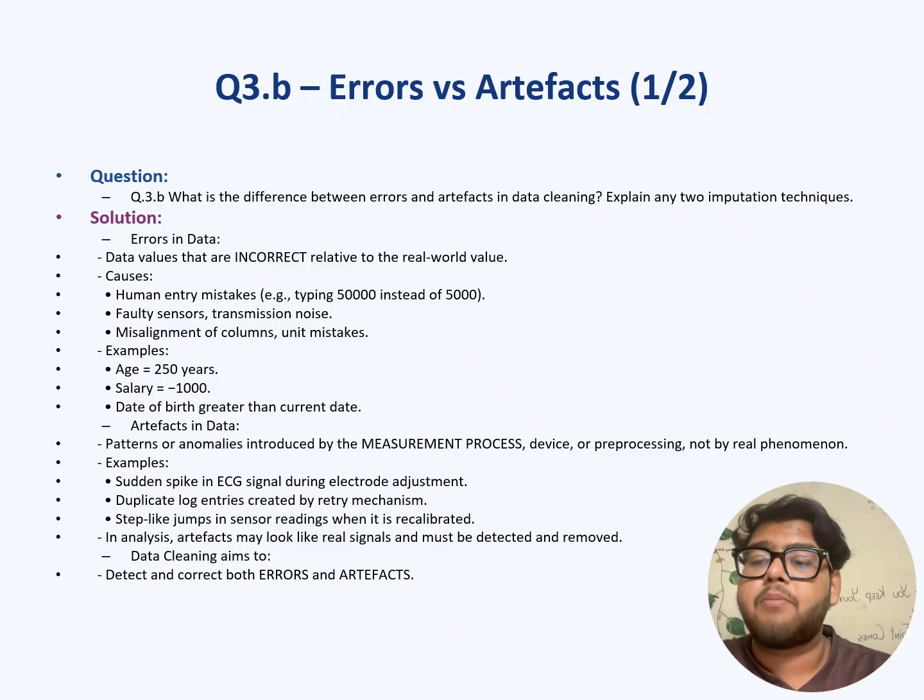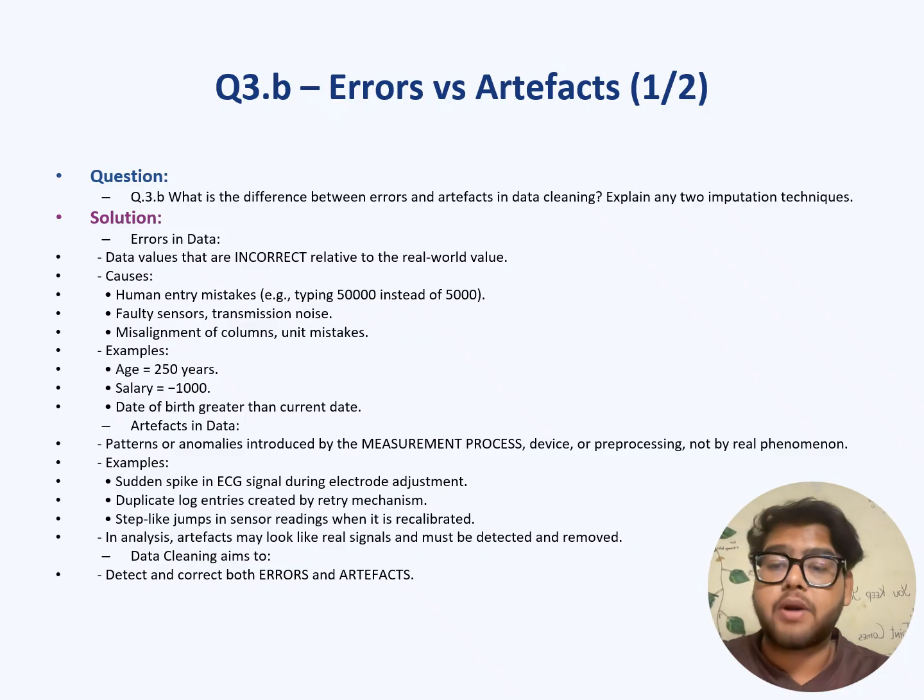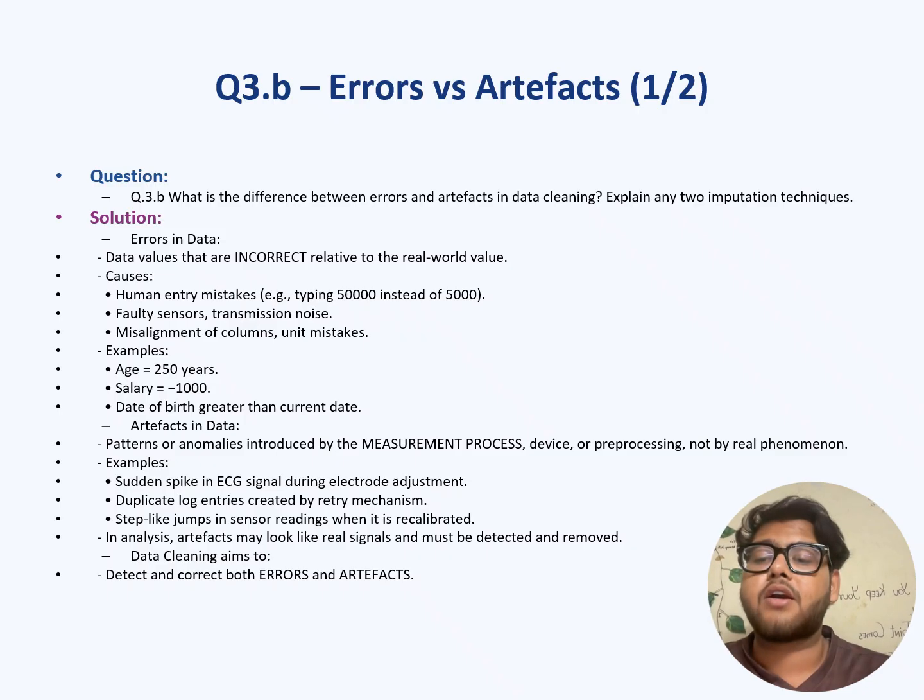Artifacts in data: patterns or anomalies introduced by the measurement process, device or pre-processing, not by a real phenomenon. Examples are a sudden spike in an ECG signal during electrode adjustment, duplicate log entries created by a retry mechanism, and step-like jumps in sensor readings when it is recalibrated. In analysis, artifacts may look like real signals and must be detected and removed. Data cleaning aims to detect and correct both errors and artifacts.